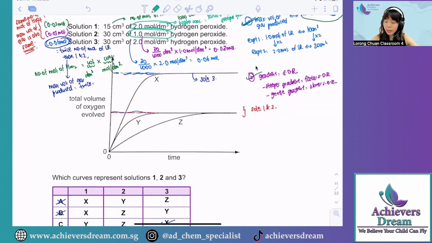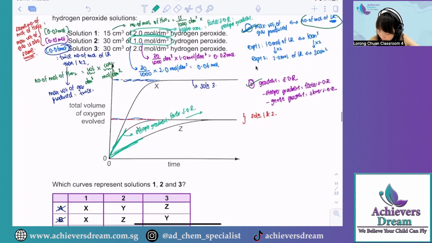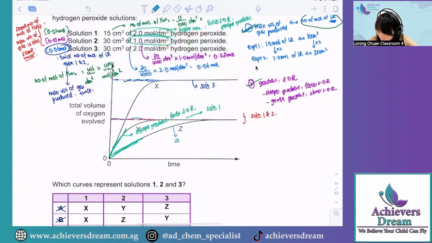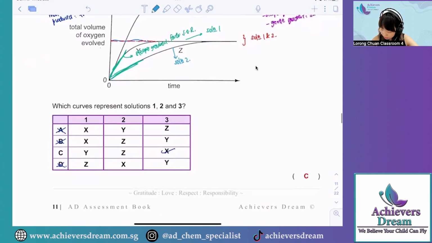If I compare the gradients between curve Y and Z, curve Y has a steeper gradient, which means it has a faster speed of reaction. So curve Y corresponds to solution 1, while curve Z corresponds to solution 2 with the lower concentration, slower speed of reaction, so it will have a more gentle gradient. So the answer for question 16 will be option C.